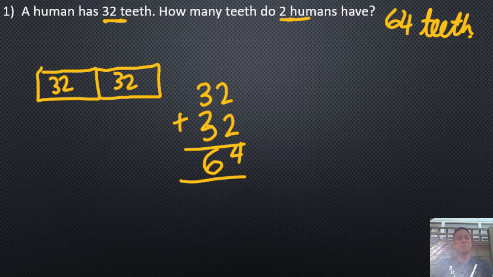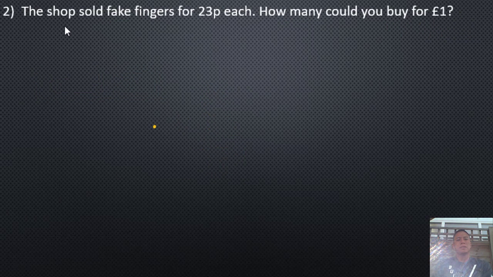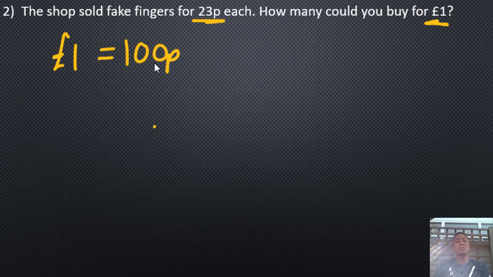Okay, question number 2. A shop sold fake fingers for 23p each. So how many could you buy for £1? So how many times does 23 go into £1? How many 23s are in £1? So first we're going to convert £1 into p so that we have a clear idea of what we're dealing with. So it's 100p. How many times could 23p go into 100p?